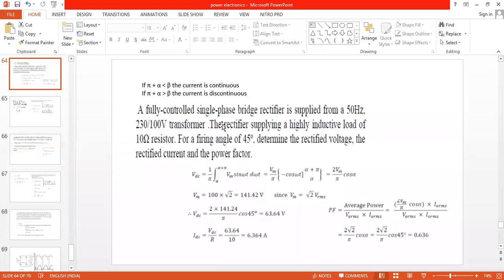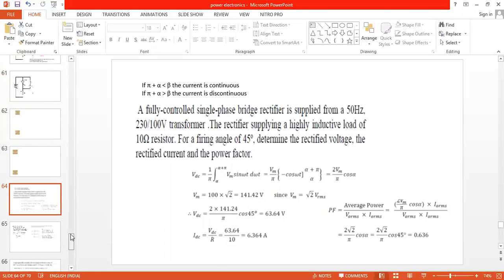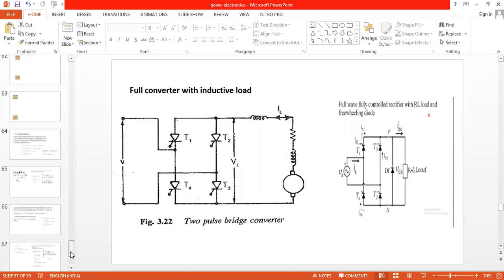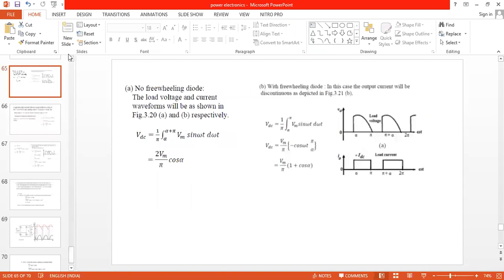Now, what is the output voltage? For this purpose only we have taken this. Let us go back to this slide. What is the output voltage of a fully controlled converter without a freewheeling diode? 2Vm by pi cos alpha. And what is the output voltage of a fully controlled converter with a freewheeling diode? Vm by pi into 1 plus cos alpha. When a freewheeling diode is placed, the output voltage is modified to Vm by pi into 1 plus cos alpha. This proof we have taken already. So in today's class, this is the problem we are going to concentrate on.